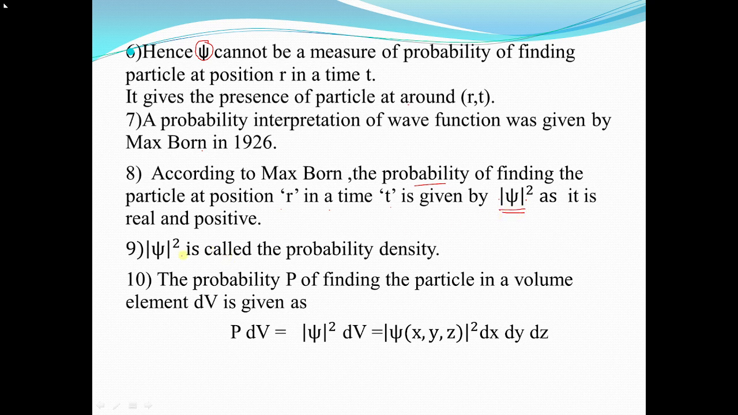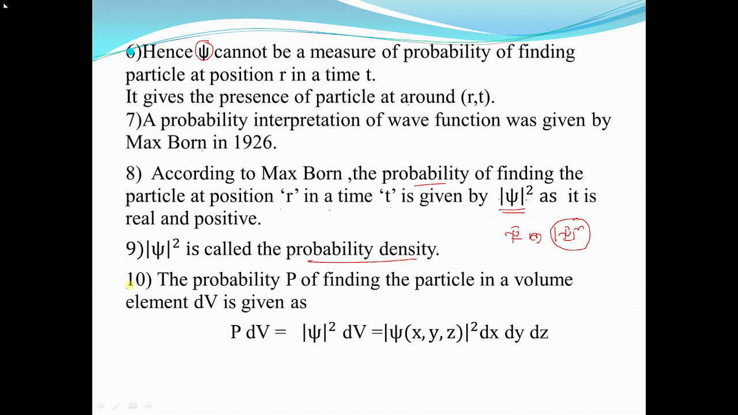Modulus of psi square is called the probability density. Now tell me which one gives the probability, whether it is psi or modulus of psi square. Probability is given by modulus of psi square. Means probability is given by probability density, not probability amplitude.